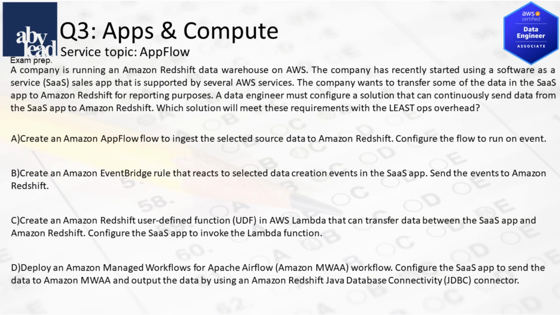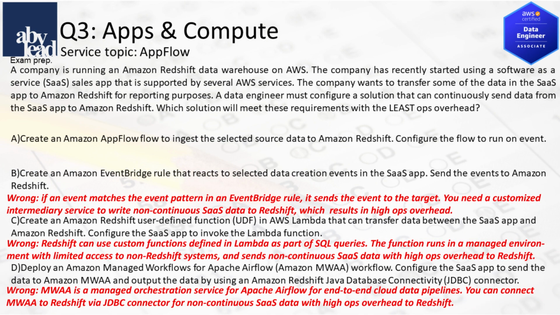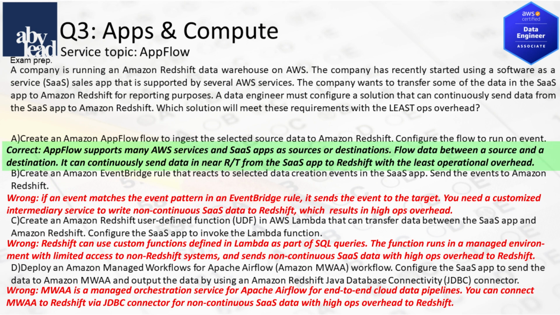Question 3. How do you continuously transfer with least overhead from SAS apps to Redshift for reporting? High operational overhead and non-continuous SAS flows to Redshift are provided by EventBridge rule or Apache Airflow with JDBC connector. The same is true for custom Lambda functions as part of SQL queries. Most advisable is to continuously send data with event-triggered AppFlow for SAS apps to Redshift with least overhead.